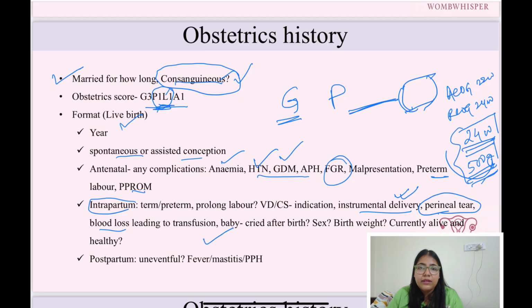And then about the postpartum period, whether it was eventful or uneventful, if she had fever, UTI, anemia, or any signs and symptoms of puerperal sepsis, mastitis or anything, you should be asking about that. So this is the format. You start with conception, then antenatal, then intrapartum, then postnatal, and about the baby also.